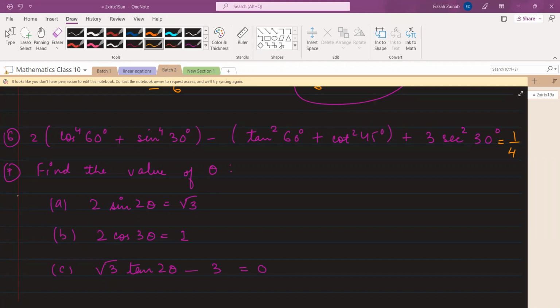Now, seventh question. Find the value of theta. Okay, so this type of question is simple. You do it like this. So sine of 2 theta will be root 3 divided by 2, right? You can bring the 2 in the denominator. So root 3 by 2. That means sine 2 theta is equal to sine of 60 degrees, right? So this implies 2 theta is 60 degrees and theta is 30 degrees. So quickly find B and C.